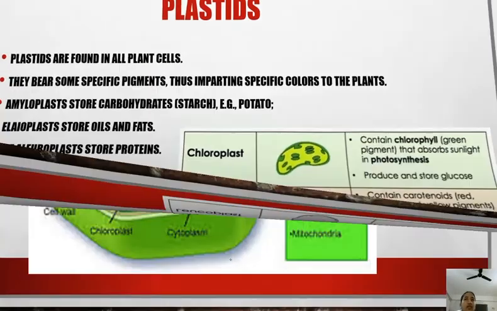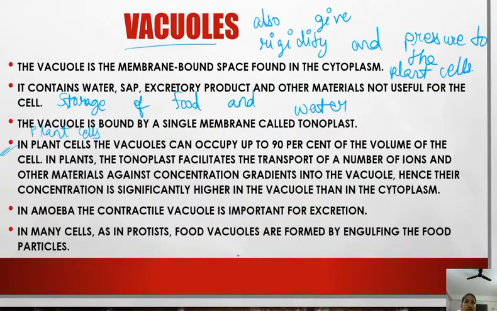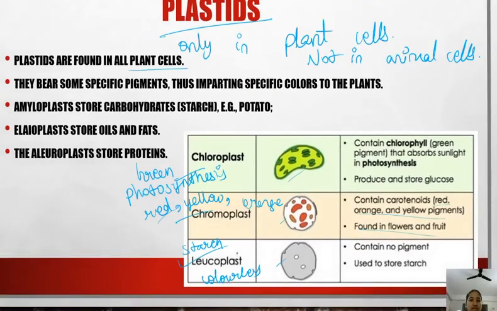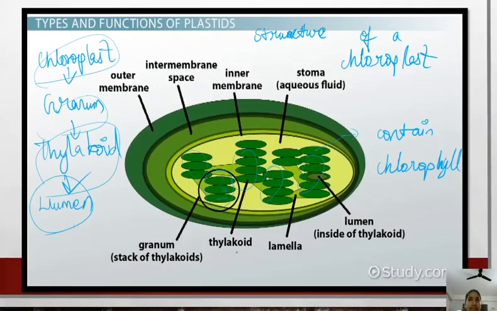So I hope you all understood. Vacuoles, plastids, and lysosomes, as I told you, are present only in the plant cell. Sorry, only in the animal cell and not in the plant cell.